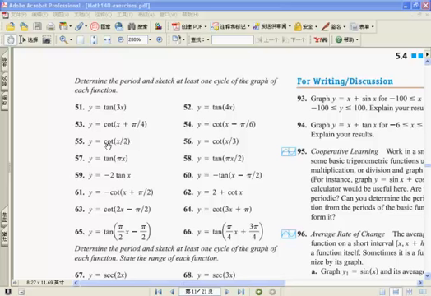Now let's look at problem 55. We graph this cotangent of x over 2. Problem 55, y equal to cotangent of x over 2. So first, let's get the period. Period P is equal to pi divided by the coefficient of x, that is 1/2. So we get 2 pi.